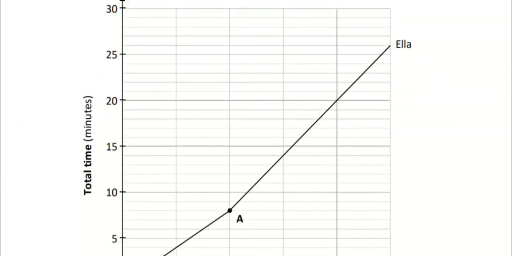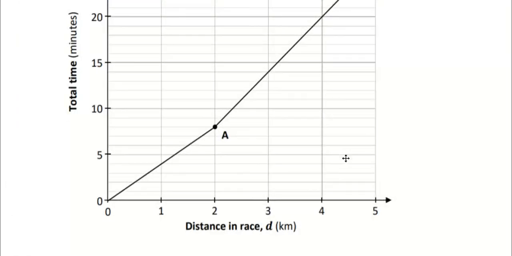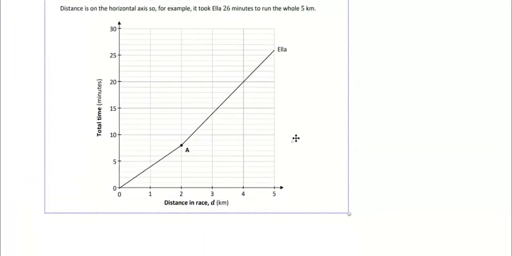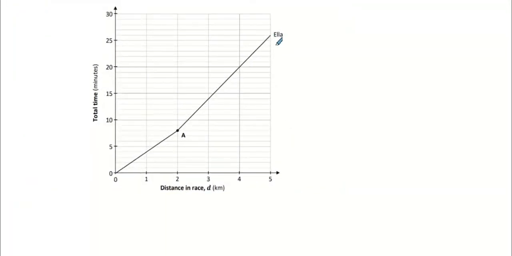Okay, so what we're basically getting at here, guys, is that if you look at the graph here, this is the point 5, 26, and 5, 26 means it took 5 kilometers 26 minutes. This point here, point A, I believe to be 8. Yeah, it is 8, so 2, 8. This means 2 kilometers in took 8 minutes.